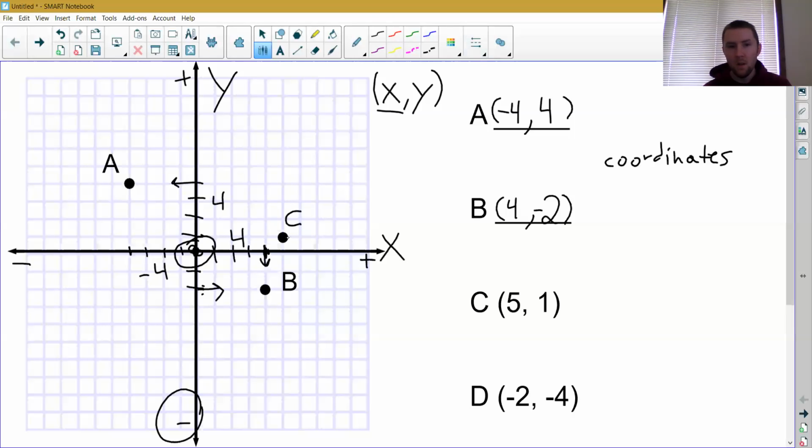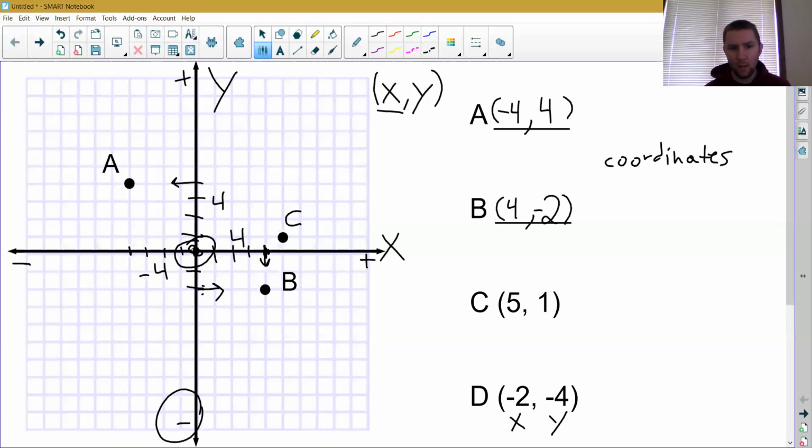That guy. All right. And now the last example I have here is point D. It says to go -2 in the x and then -4 in the y. So again, just a reminder that this first number is the x number, left and right. Second number is the y number, up and down. So in this case, I'm going negative in both of them. So I'm going to go to the left for the x, and I'm going to go down for the y.